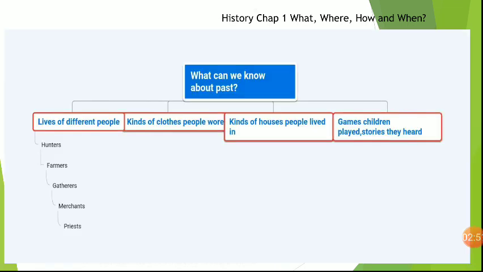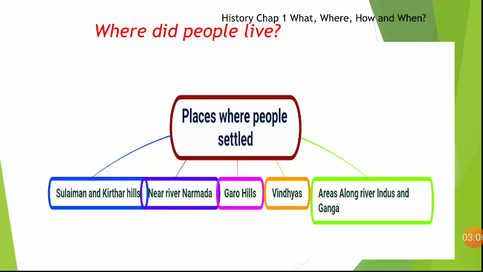Now, we are ready to describe the first question tag of our topic. What? What do we study in history? About the life and the lifestyles of different people who existed in the past. Now, the second question, where? Where did the people live? Yes, they lived at the places where resources and water were easily available.